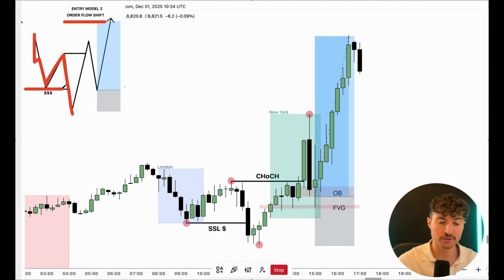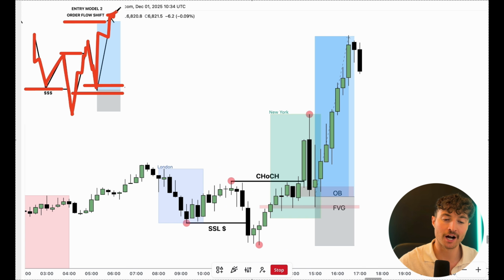So this takes out sell side liquidity, right? And if you're buy bias, then you're waiting for a change of character on the 15-minute time frame, then look for a pullback into a level of interest, and then look at targeting higher prices.